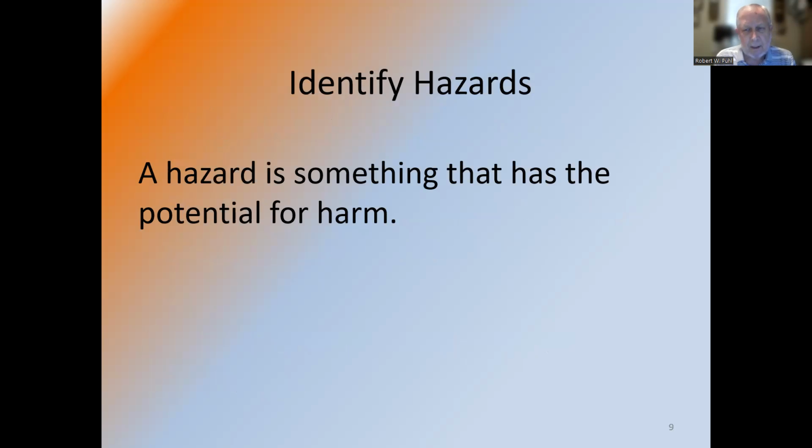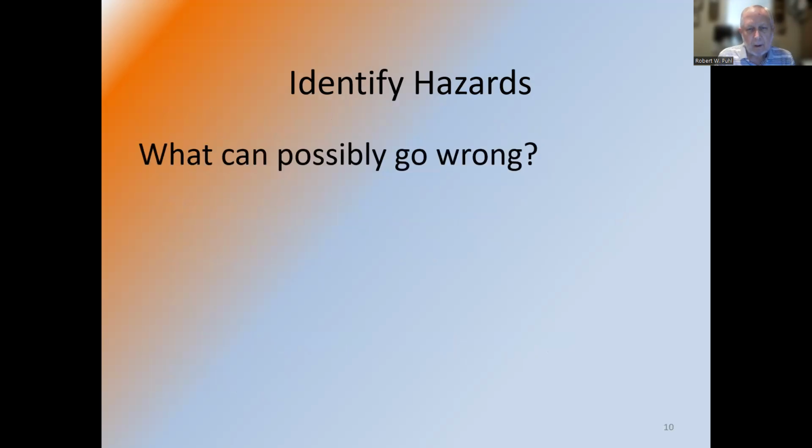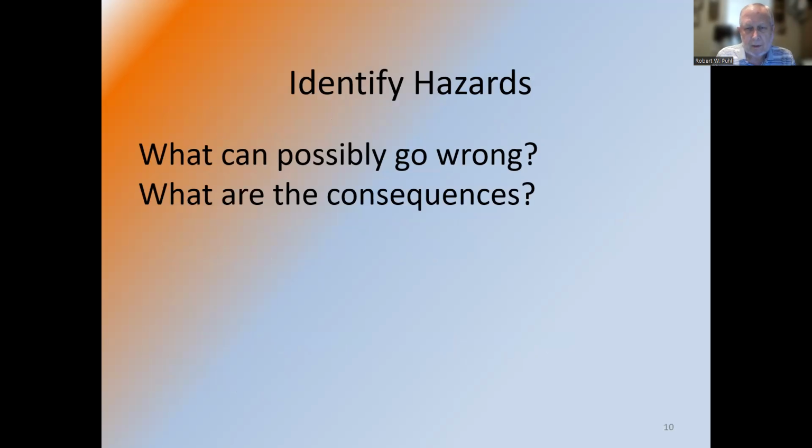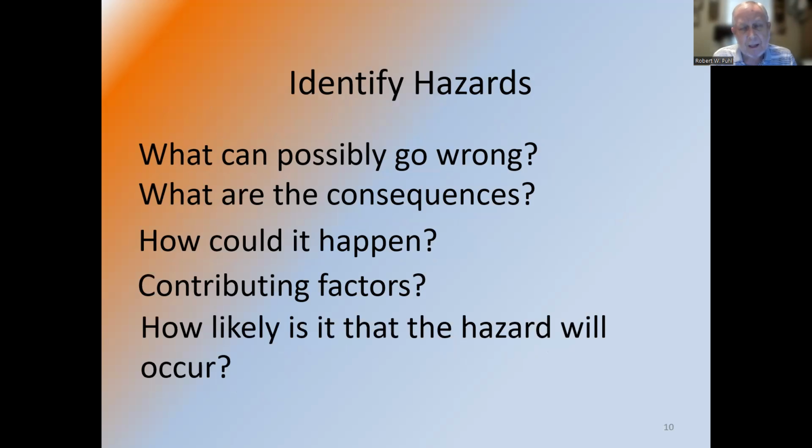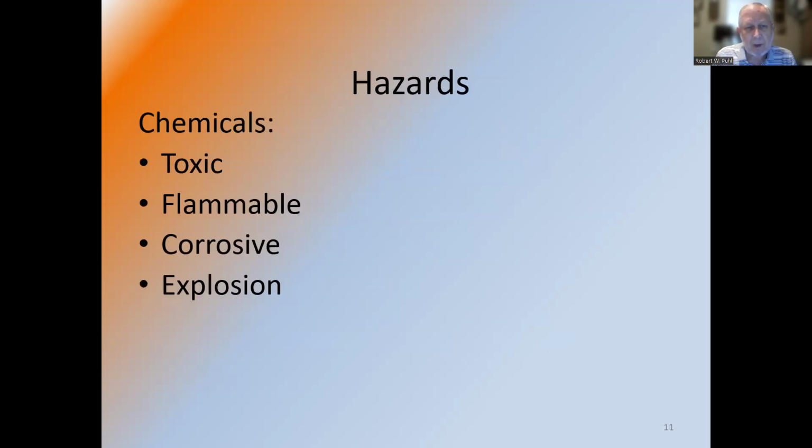Identify the hazards. A hazard is something that has the potential for harm, or what possibly could go wrong. Remember, if everything goes right, then you don't have a problem. But things do go wrong. One thing you want to look out for is to think about what could happen if something does go wrong. What are the consequences? How could that happen? Are there contributing factors? How likely is it the hazard will occur? These are things you need to think about.